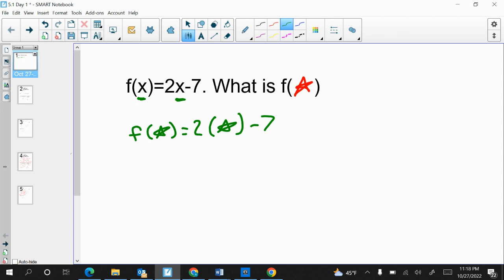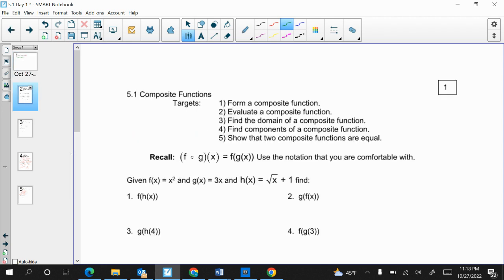Now, this doesn't necessarily mean anything to us, but it is no different than picking any variable or any symbol we want and just substituting it in. All right, so let's use this in more of an applicable sense. Let's flip to page 1 in the packet. All right, and we're doing a lot of function composition.